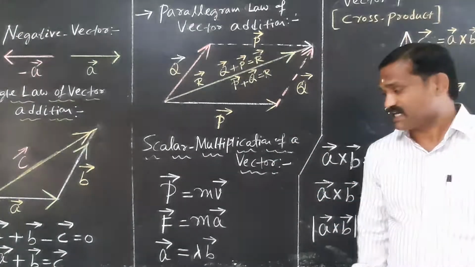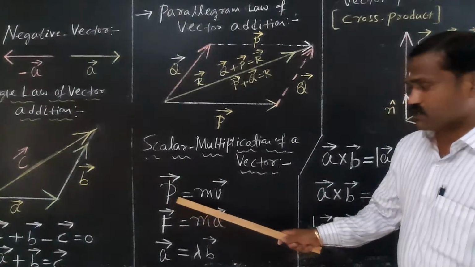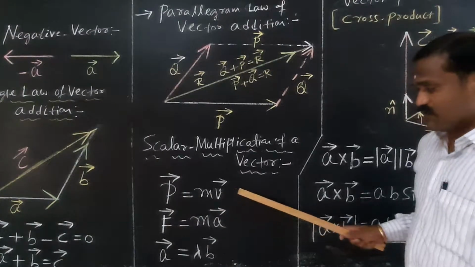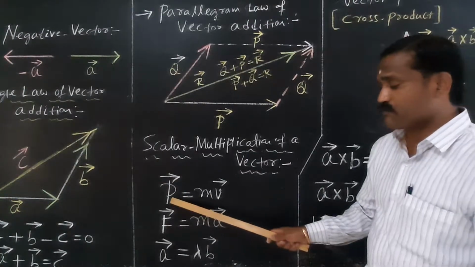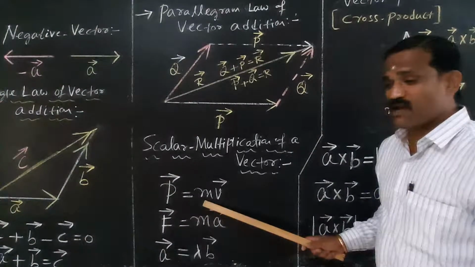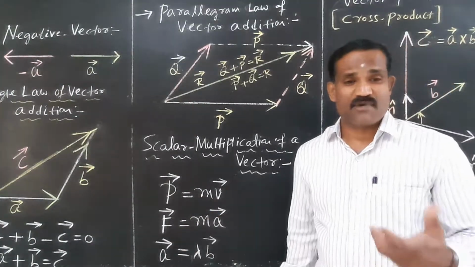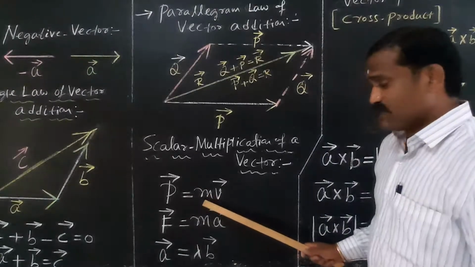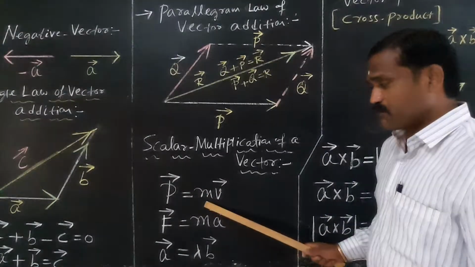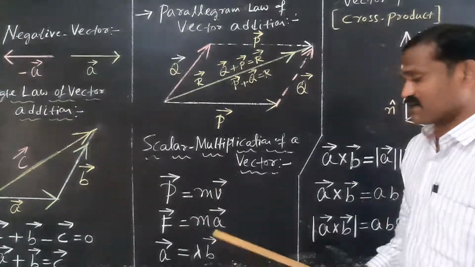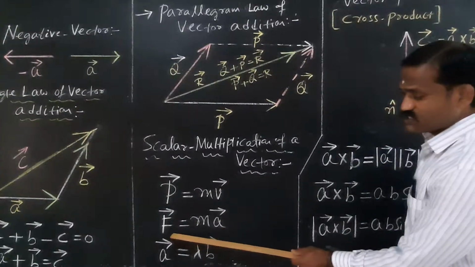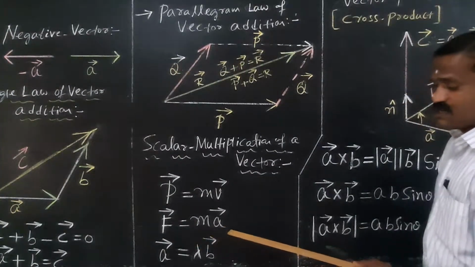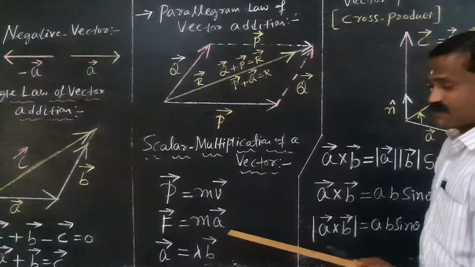I'll repeat once again. Momentum P is equal to mass into velocity. Velocity is having a direction. Momentum is also having a direction. Where mass is a scalar quantity, mass is only having a magnitude without direction. Hence, whenever a vector is multiplied by a scalar, the result will be a vector. Similarly, force is a vector, mass is a scalar, into acceleration is a vector.